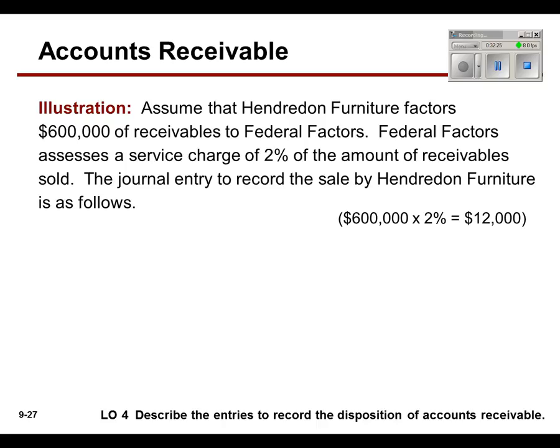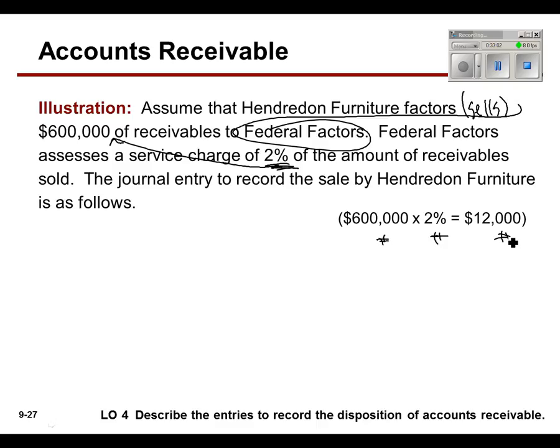Assume that Henderson Furniture sells to this bank, if you will. They're going to charge 2% of this, just for doing the dirty work. The journal entry would be these three numbers.